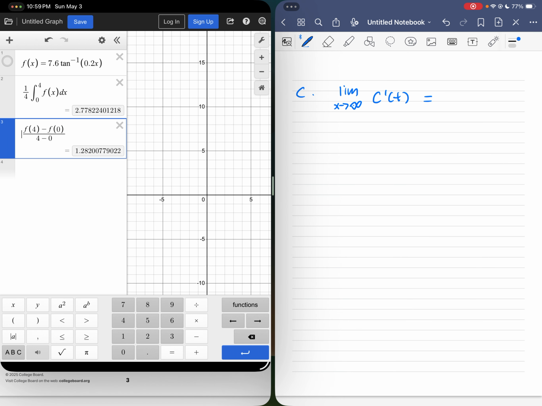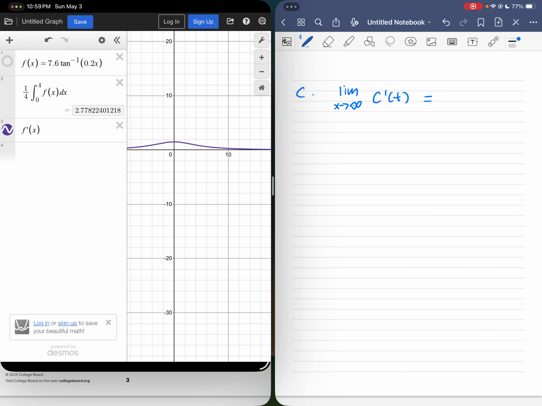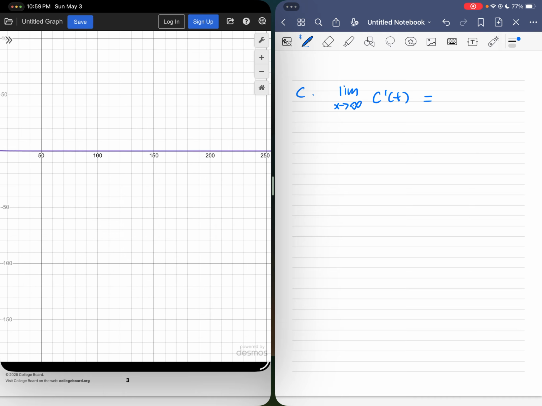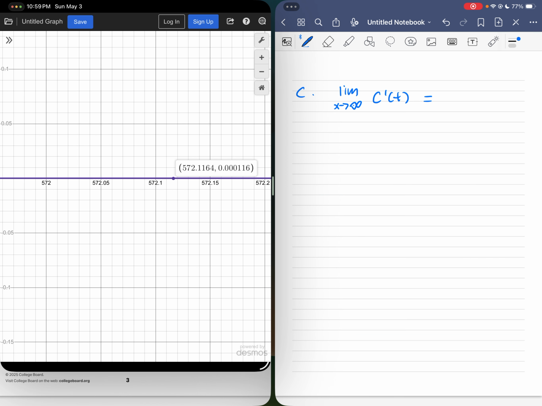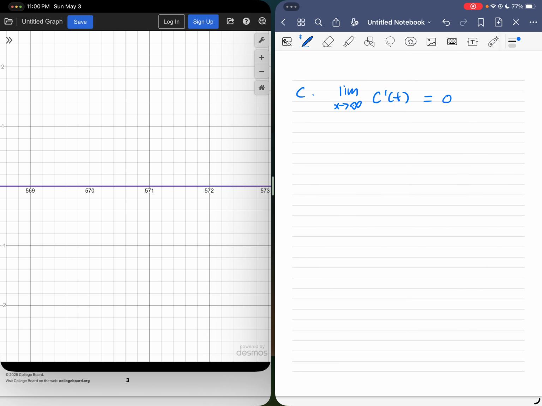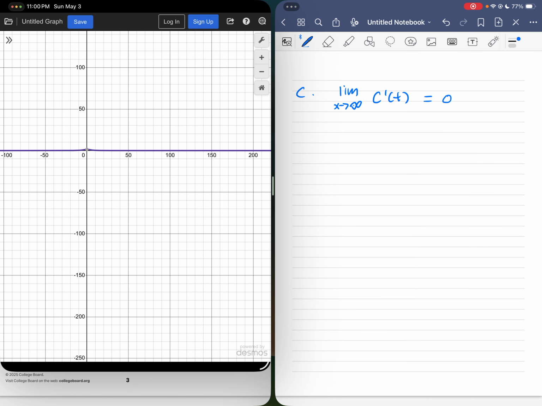So here, I just want to find f prime of x, and I want to see what happens if it keeps going to infinity. Is it ever going to touch 0? No, it doesn't, right? It's 0.000116. So it's going to get really close to 0, but it's not going to go below 0. As you can see, as it keeps moving to the right, it gets closer to 0. So that's why the limit is equal to 0. That's it. It's a 2-point question: 1 point for this, 1 point for this.